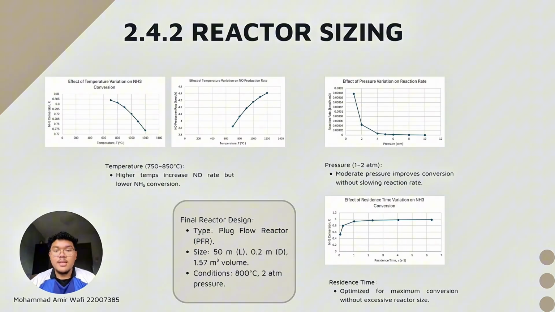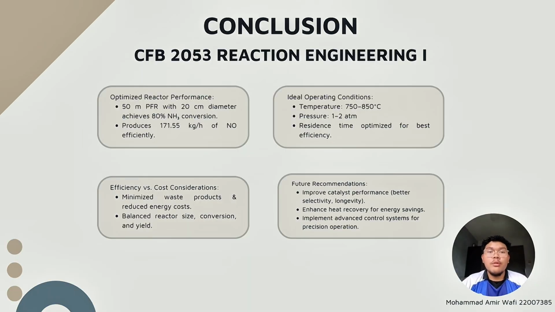So, the final reactor design is a PFR with a length of 50 meters, a diameter of 0.2 meters, and a volume of 1.57 meter cube. This ensures maximum efficiency with minimal cost. So, to conclude the reaction engineering part, our study successfully optimized ammonia oxidation for NO production.